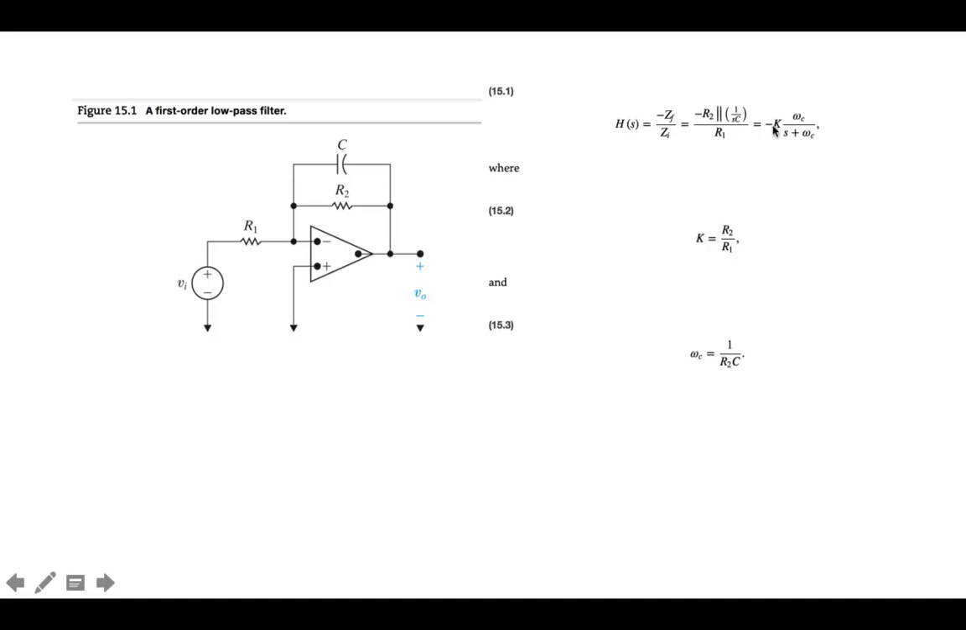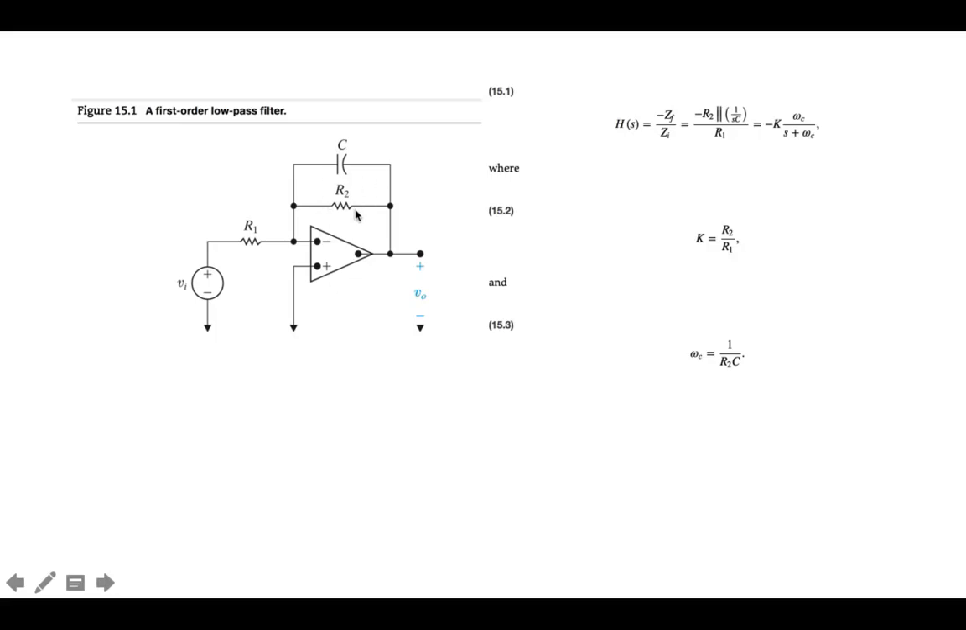So then we come up with an expression where some algebra was obviously done here, and K, which is going to be defined as the gain, is basically R2 over R1, and omega C, which is clearly from looking at the denominator of the transfer function, is going to be the cutoff frequency, is 1 over R2C. So important to realize that the resistor value that determines the cutoff frequency is the resistor R2.